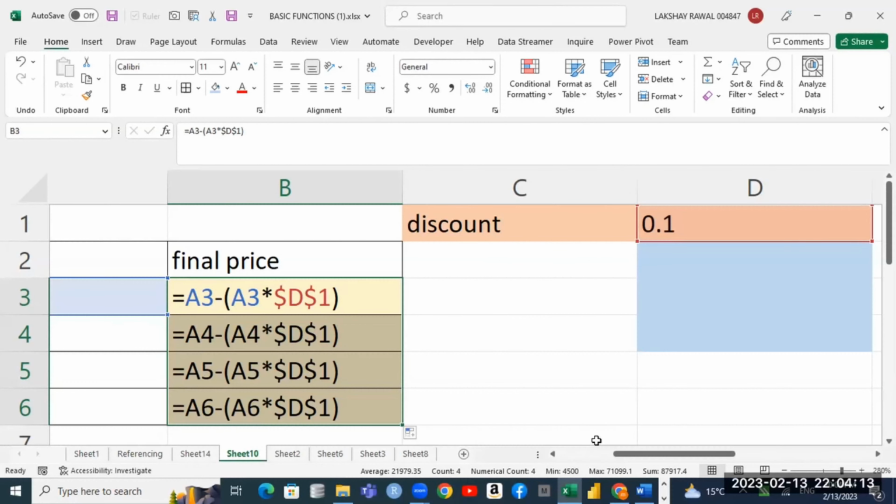So use the dollar sign, D, dollar 1. It's A4, is equal to A4. Yes, ma'am. Understood.